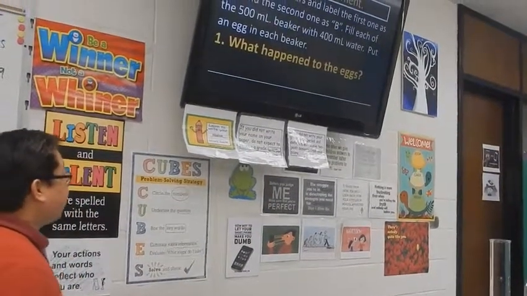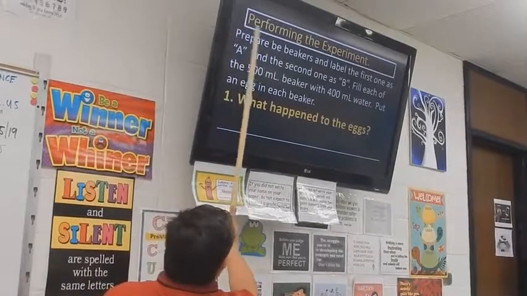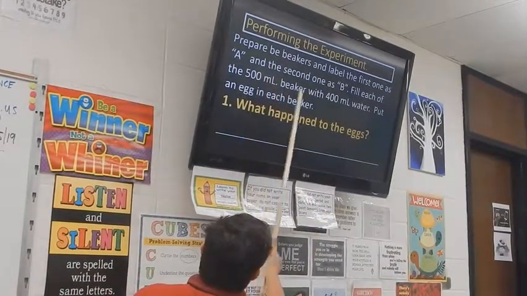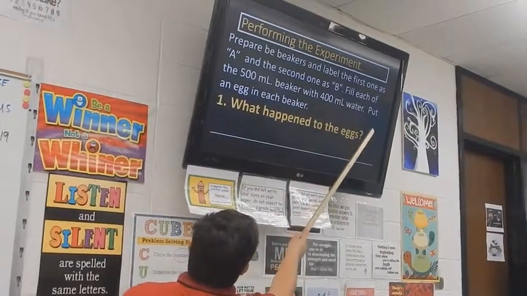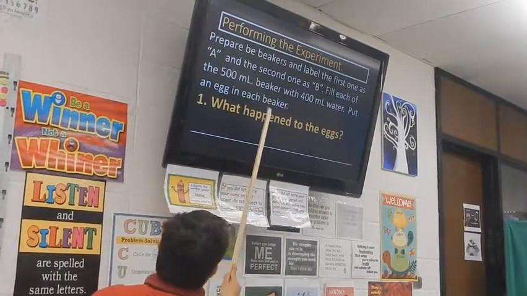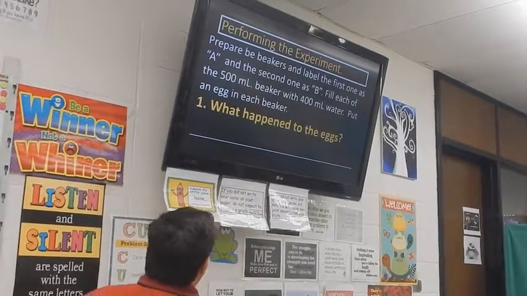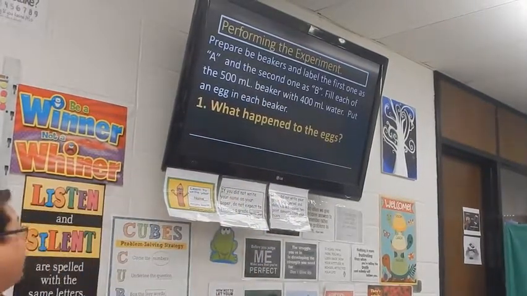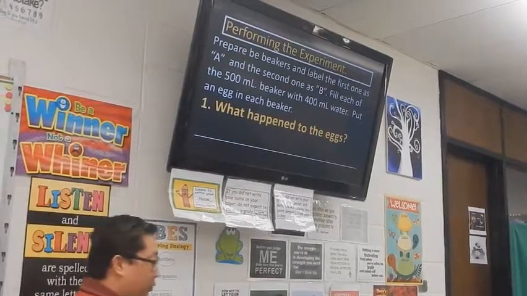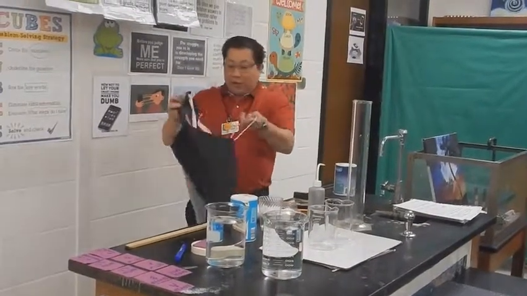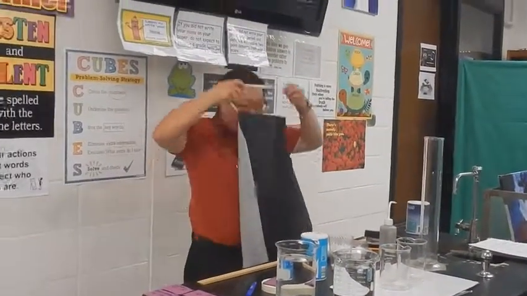Let's now go to the next step. Prepare 2 beakers and label the first one as A and then the second one as B. Fill each of the 500 ml beaker with 400 ml water and then put an egg in each beaker. Now, this is what we will be doing. But first, we need to remember, I need to wear my apron.